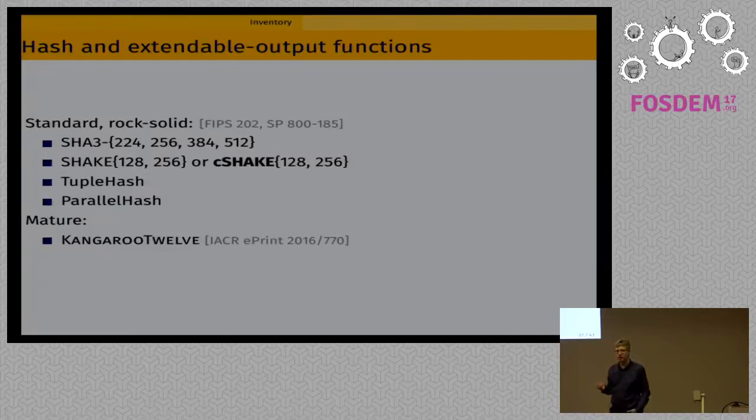TupleHash is also a generalization. The idea here is that the input is not just one string of bits, but can be any number of strings. And of course, the result will not depend just on the concatenation of all the inputs, but really on the exact sequence of inputs that you have. You can have a set of strings and then give that as input to TupleHash. ParallelHash, I mentioned, is the tree hashing mode that has been standardized by NIST, and then there is KangarooTwelve, the faster version.